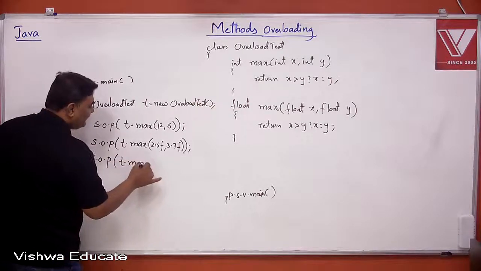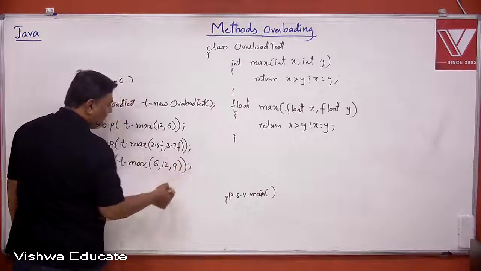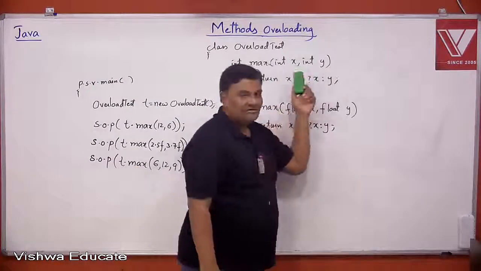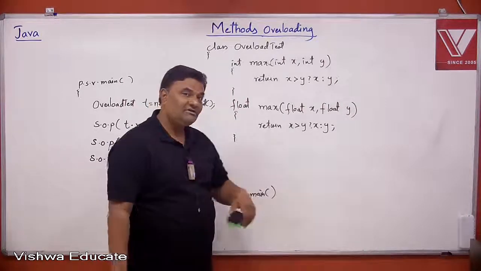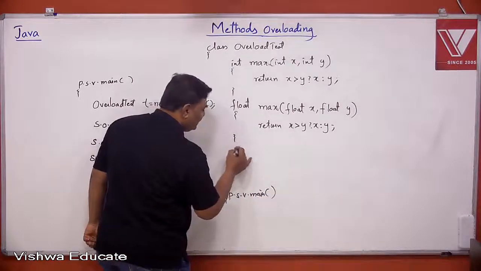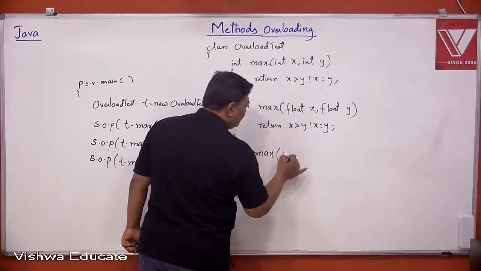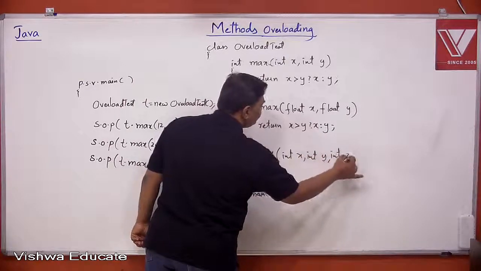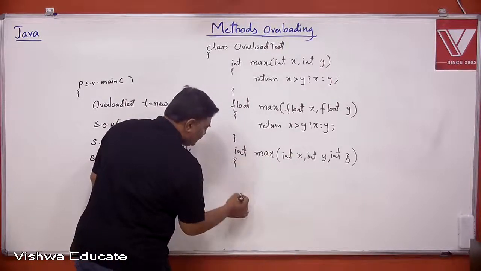I want to say max(6, 12, 9). How? I am giving 3 arguments. There is only a 2-argument method available. How can you send 3 arguments? No, I want to write a method for 3 arguments also. So write it. int max(int x, int y, int z). I will write the logic.